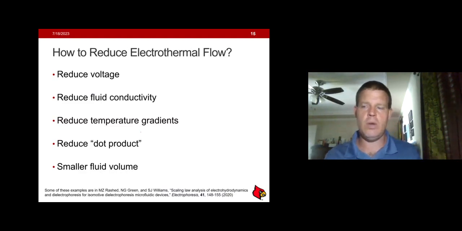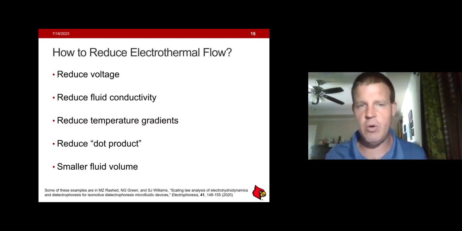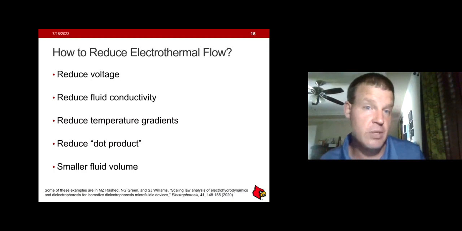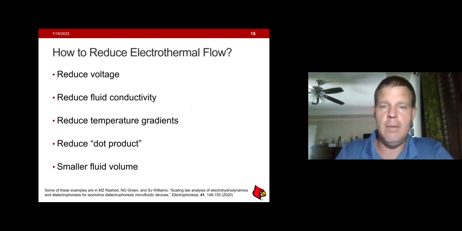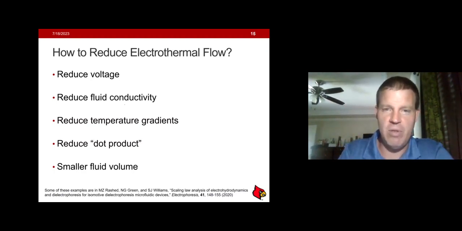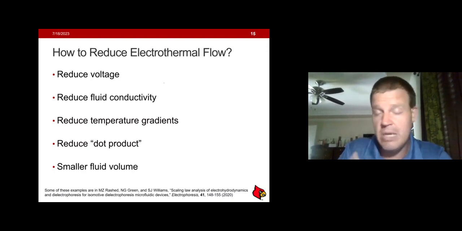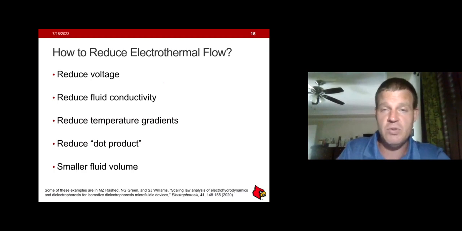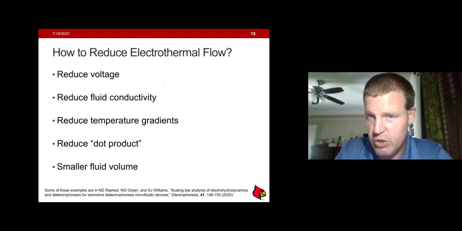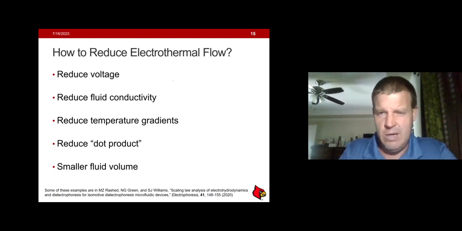So what sometimes I'm asked is that we have electrothermal flow. How do we reduce it, right? How can we have less of this fluid motion because maybe I don't want it? Sometimes you do want it. Sometimes it's fine. Maybe if you're trapping particles, it helps bring particles in closer to the trapping region. Sometimes you don't want it at all.